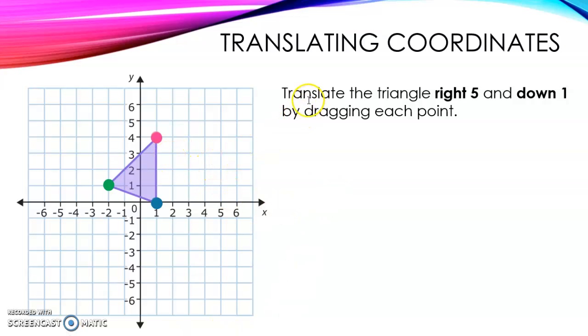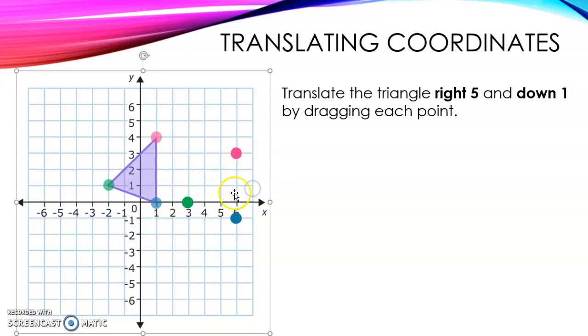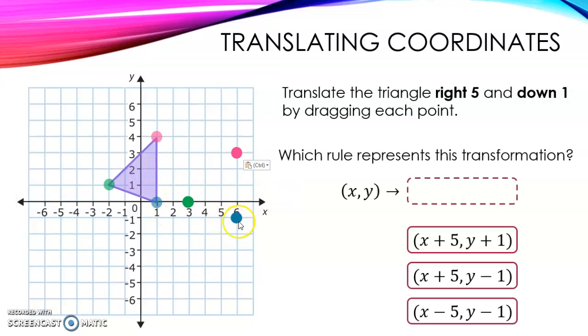So we'll start with this triangle here. We're going to translate the triangle right 5 and down 1 by dragging each point. So take each point, and move each of them as it instructs, counting 3, 4, 5, and then down 1, doing that for each point. It's going to end up here, 1, 2, 3, 4, 5, and down 1. And what you end up with is a triangle that should be the exact same shape as the original one if it's counted correctly.